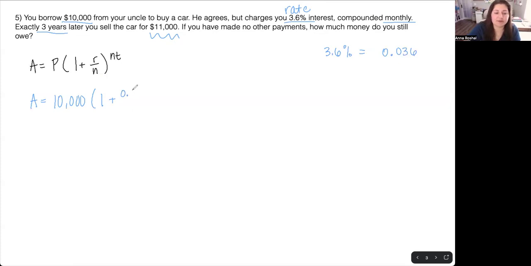So I'm going to go 0.036. N stands for the amount that has been compounded, right? So in this particular case, I'm compounding monthly every year. If I compound monthly every year, that means I'm going to have 12 payments. So I'm going to go 12, and this is going to be 12 times 3 because t stands for time in years.